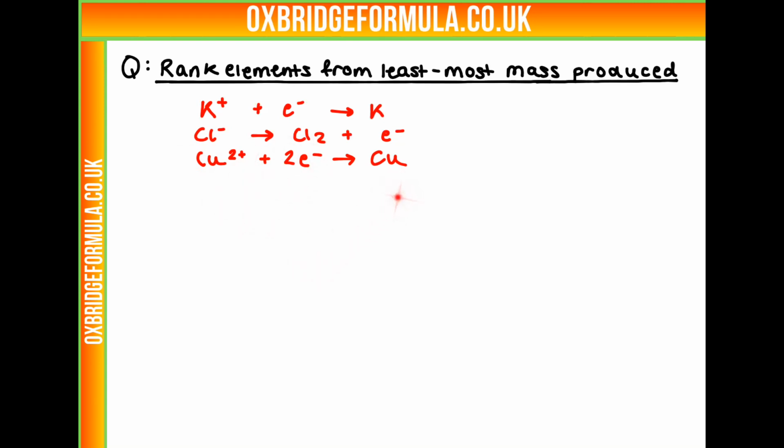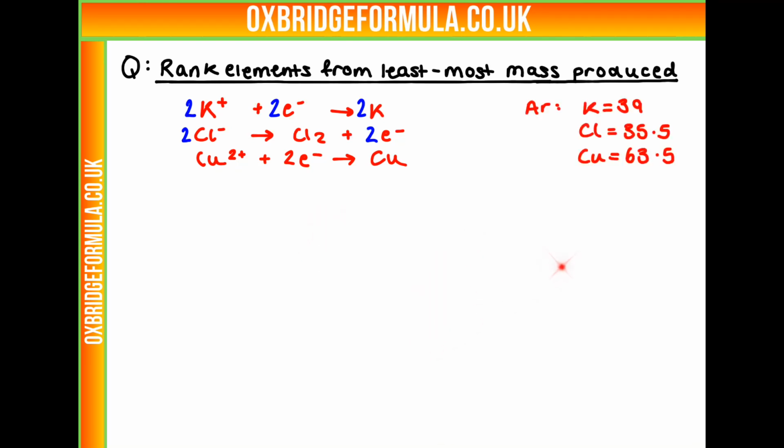Now these aren't balanced, and we also know that the number of electrons has to be the same in each equation. So we can see we've got 2 electrons in our copper equation, but only 1 in each of the others. So to balance them out, let's times them by 2. So these are going to be our new equations. 2K+ plus 2e- goes to 2K, 2Cl- goes to Cl2 plus 2e-, and our copper one just stays the same.